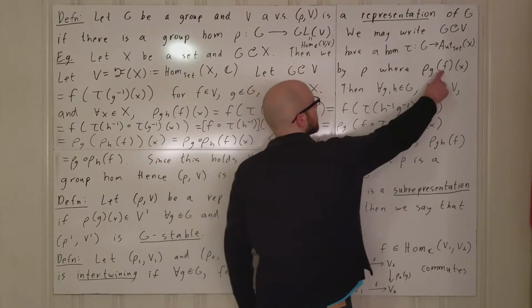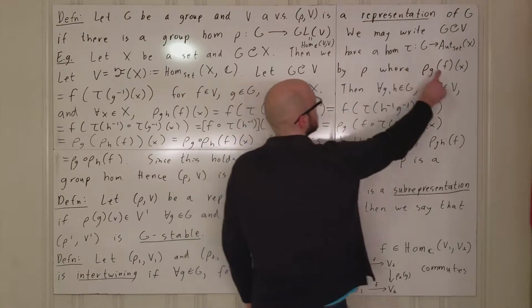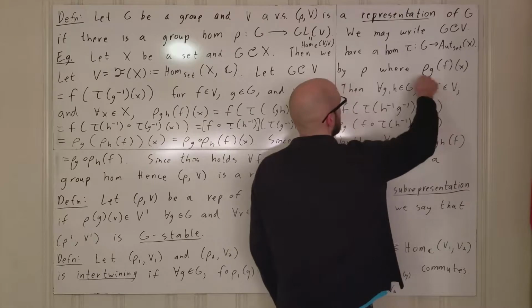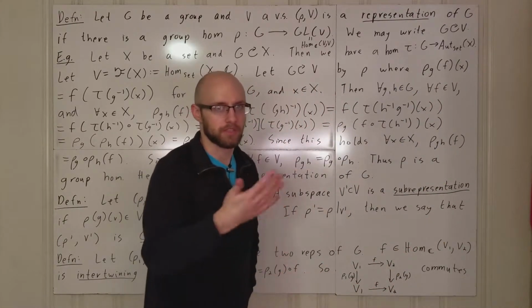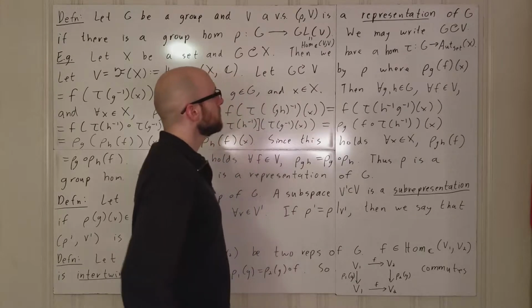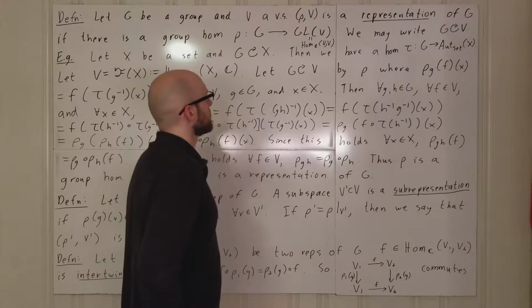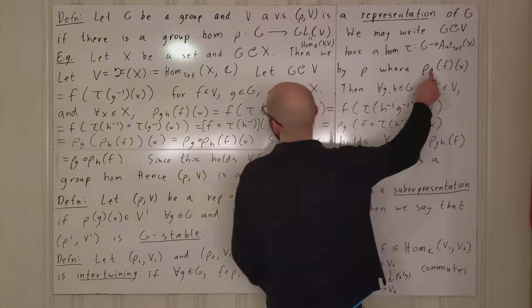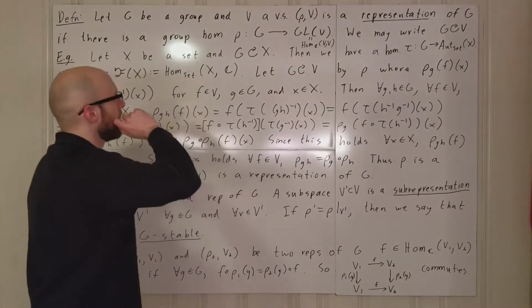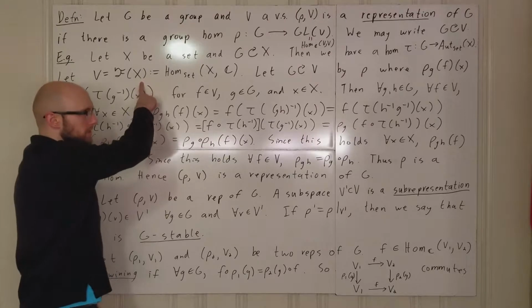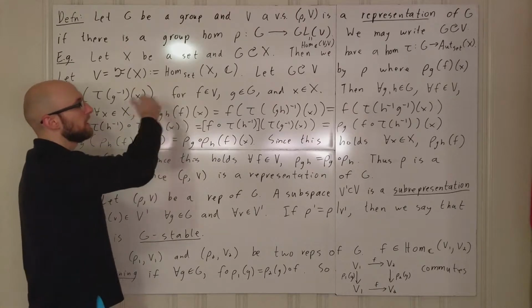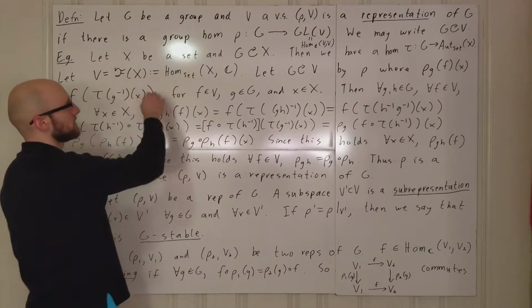What you plug in here is an element of V. And so what this is going to give you is a map. Rho of G is going to give you a map from V into V. So a map from functions from X into C into functions from X into C.